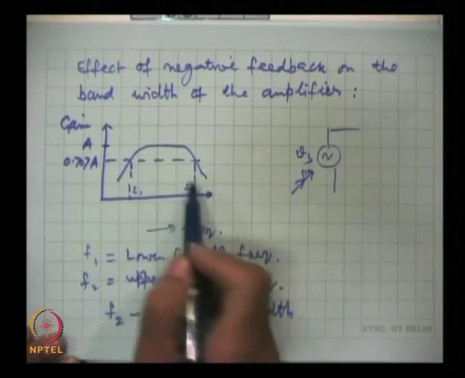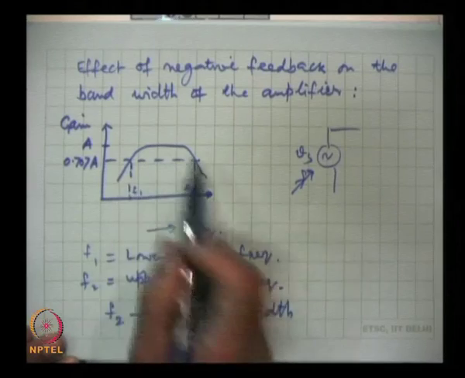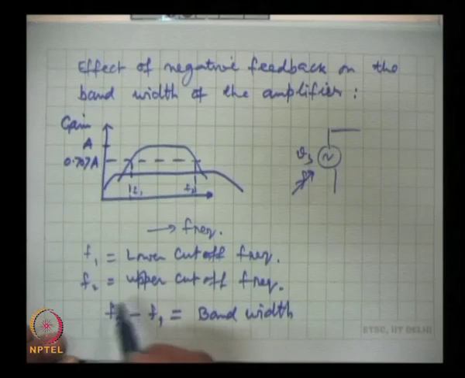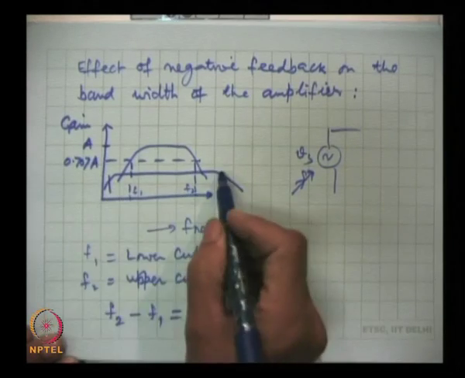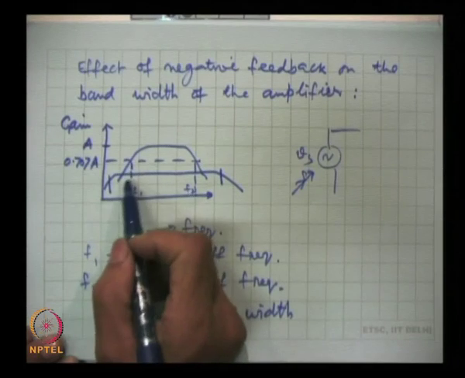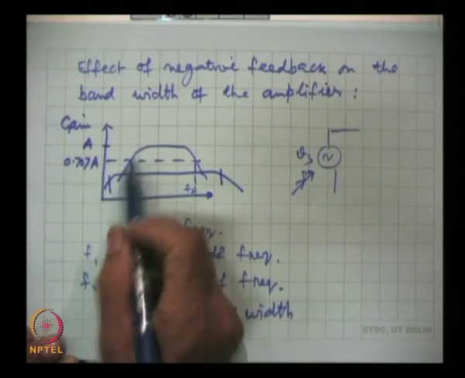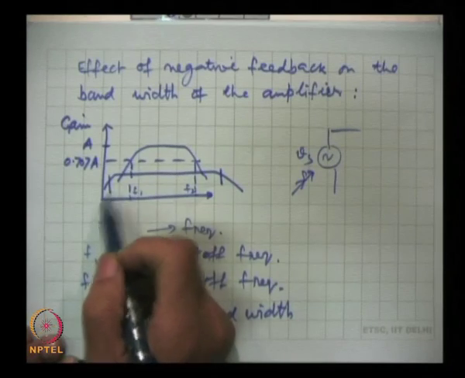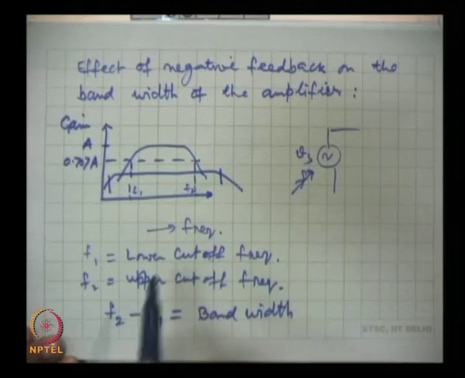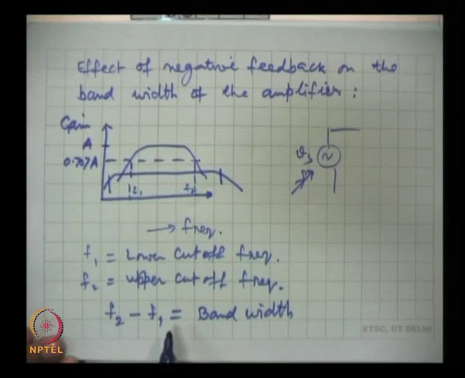That means, if this is the bandwidth without feedback, then with feedback, for example, this may be like that. So, here F1 also increases, F2 also increases. F1 increases means it becomes further lower. So, it falls actually, F1 falls and F2 rises. So, the bandwidth increases. Now, how does it happen? Let us briefly explain.